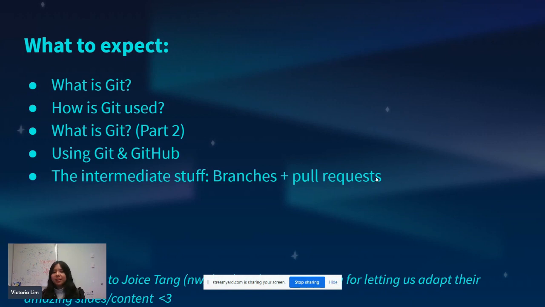A little rundown on what to expect today in the hour that we have here together. We are going to start with what is Git. I'll take you through the basics of what Git is and how it is used, and then we'll dive a little more into what Git is for the second time. Then we'll actually get to use Git and GitHub, and finally we'll dive into a bit of the intermediate stuff, so branches and pull requests, which you'll find out what they are shortly.